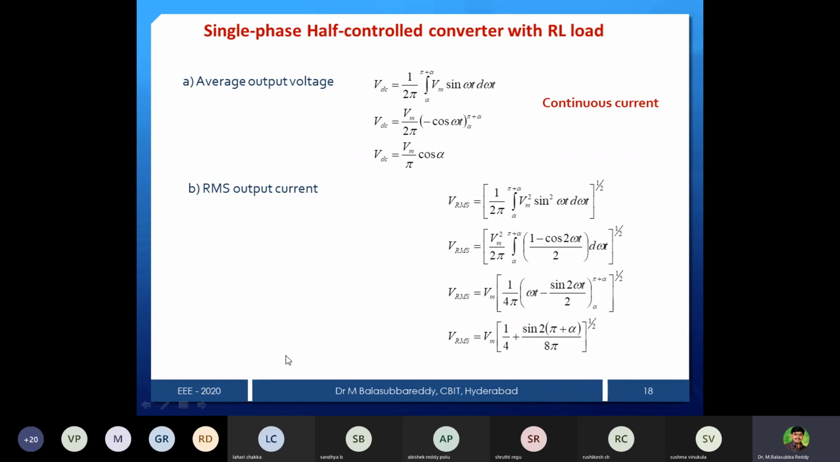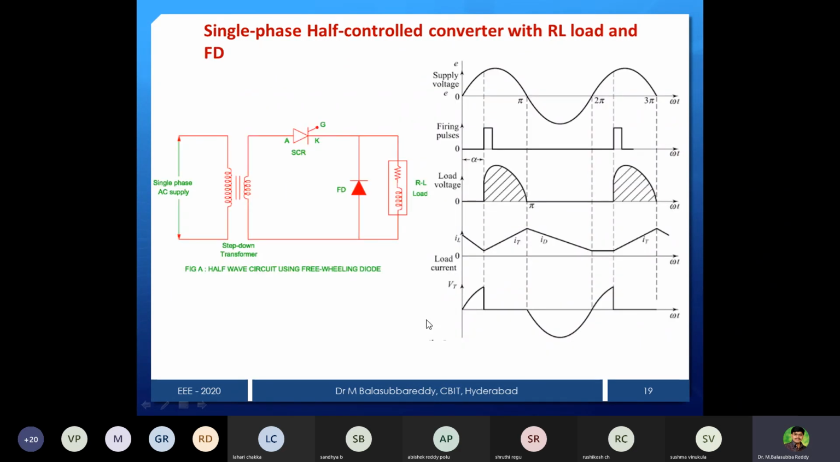Now if you remember the previous average and this RMS, only a small difference will be there. The limits are alpha to pi plus alpha, earlier alpha to pi for R load. And now what is the difference? Now we noticed one thing, the average output voltage is going to decrease because of negative conduction. So for the exact same circuit, I use a freewheeling diode, that's it. So if I use a freewheeling diode, what will happen in the operation?